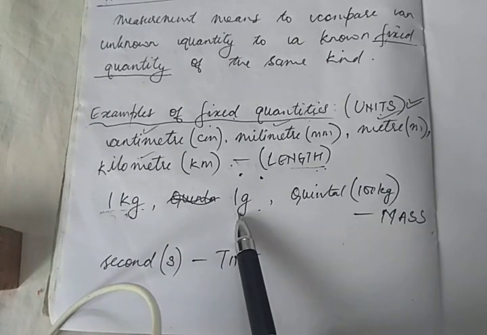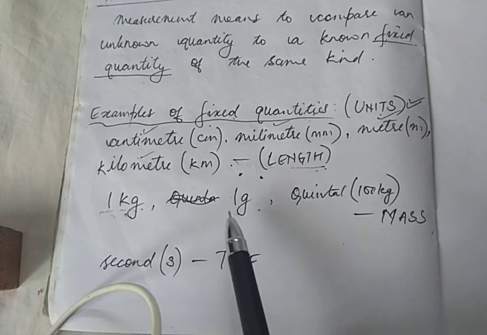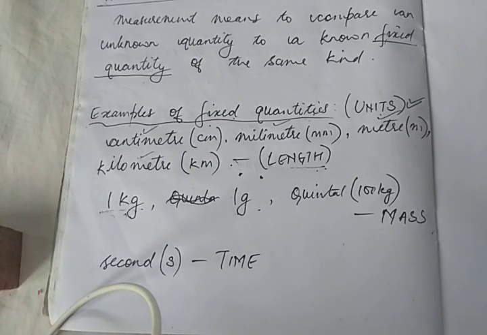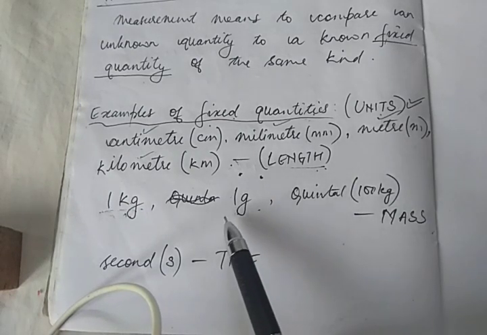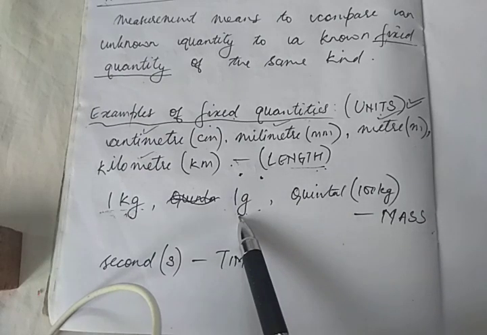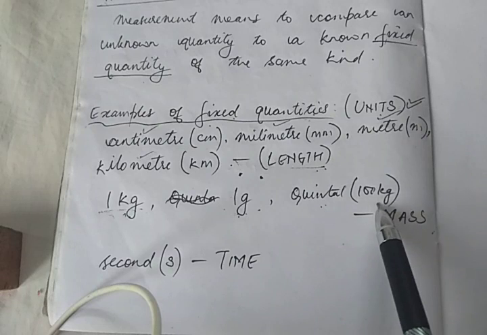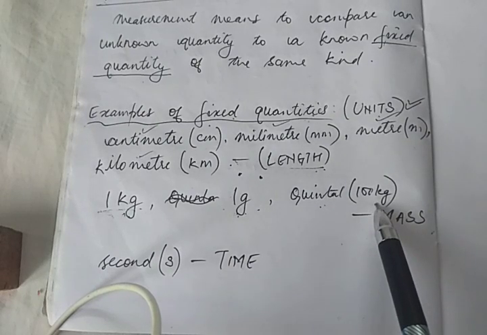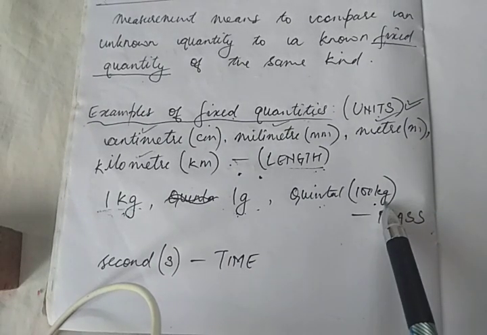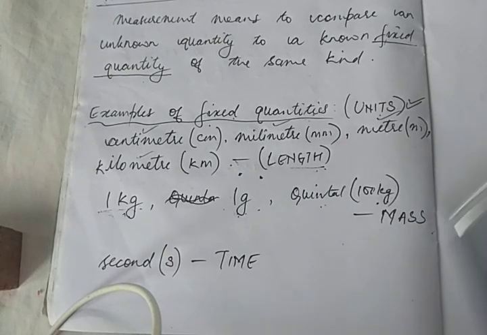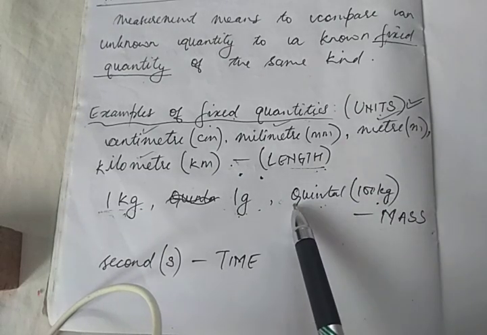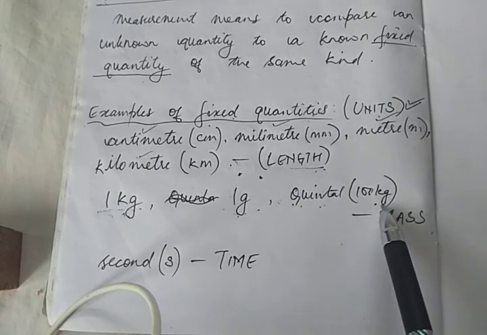Likewise, 1 gram, whichever part of the world you go to, of course we haven't seen a weight of 1 gram, but there will be weights of 1 gram also. So at whichever part of the world you go to, 1 gram is the same. Likewise, quintal is 1000 kilogram. Sorry, not 1000, 100 kilogram. 1000 kilogram is called a ton. So quintal is a fixed quantity. Whichever part of the world you go to, it's always 100 kilograms.